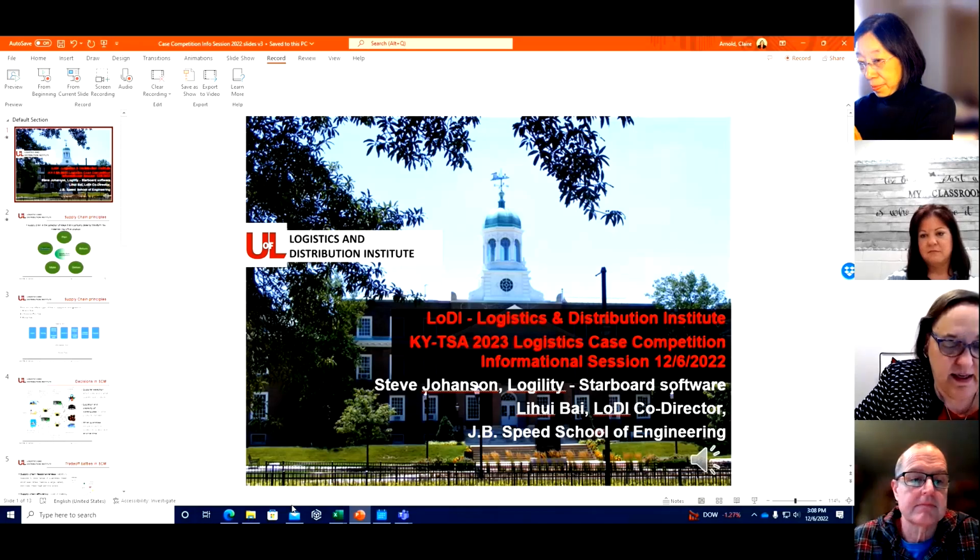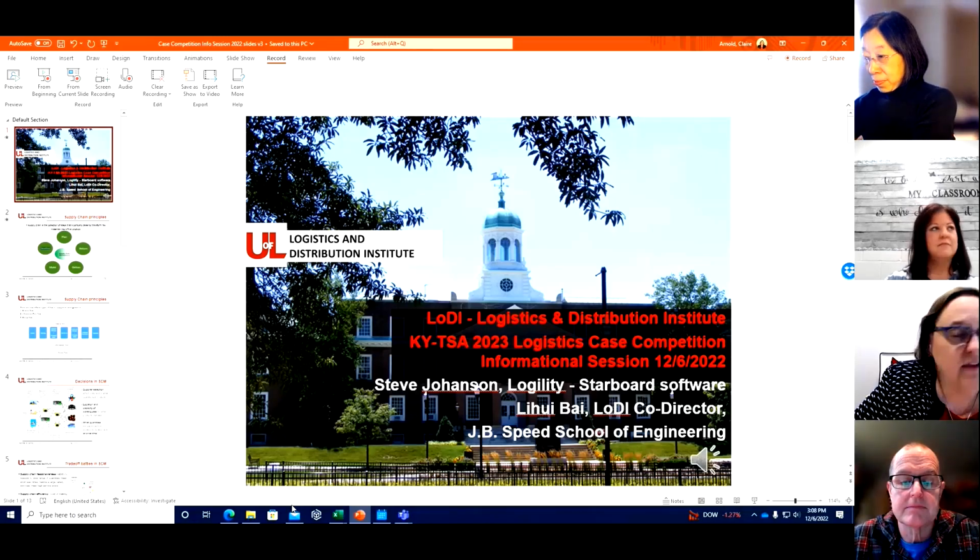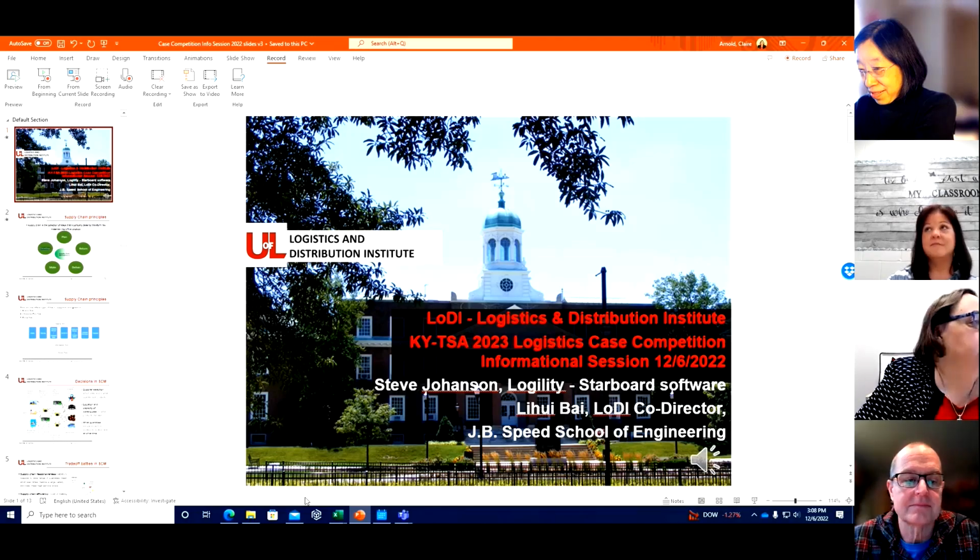At this time, I'd like to introduce our presenters. We have Dr. Lihoy Bai, who is a professor in industrial engineering and the co-director for the Logistics and Distribution Institute, and Mr. Steve Johansson, who is with Logility, and he was the developer of the Starboard Navigator supply chain software that's going to be used in this project.